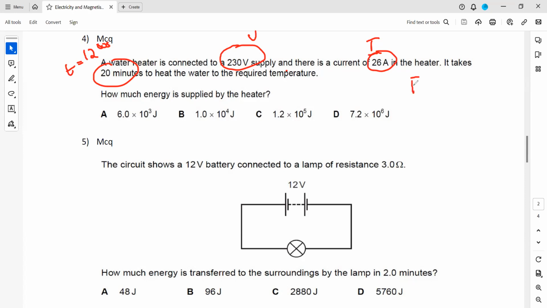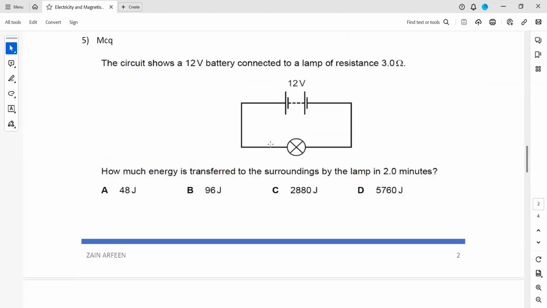So we'll use the formula, energy equals VIT. 230 times 26 times 1200. So when we multiply all of them, we'll get 7.2 exponent 6, so D will be the right answer. The same formula we use to solve the first 4 questions, that energy is equal to VIT.